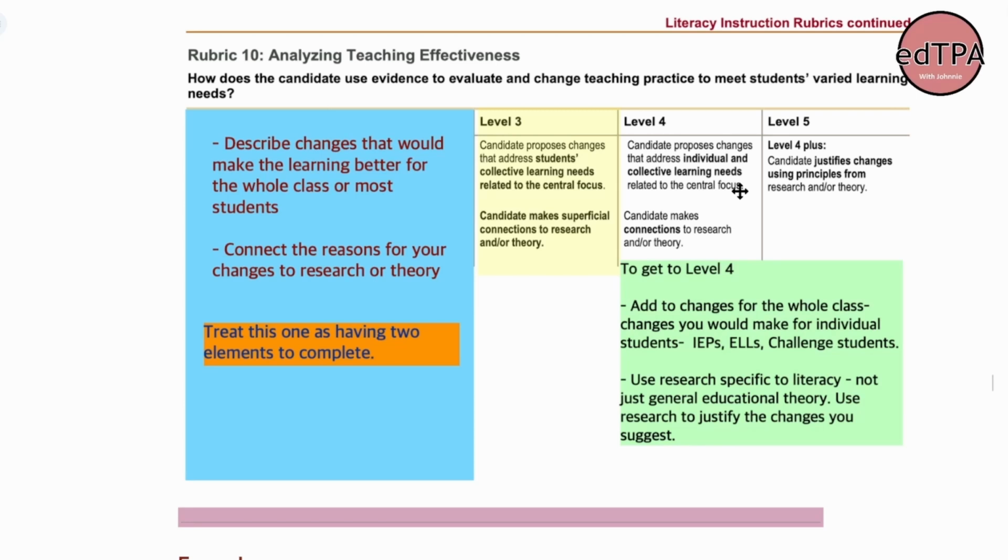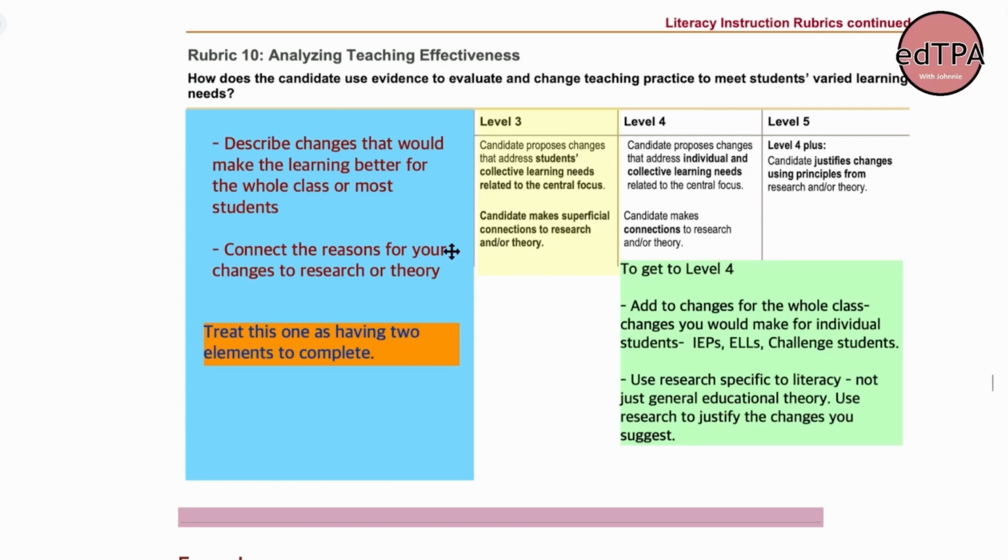The prompt sets you up for this one really well. Then instead of making superficial or just kind of thin references to theory, you need to make better references, more explicit, more thoughtful references to theory. So to get to level 4, add to changes for the whole class, changes you would make for individual students, IEPs, ELLs, challenge students. And then this last piece, use research specific to literacy, not just general educational theory. Use research to justify the changes you suggest, and that will take you to level 4.